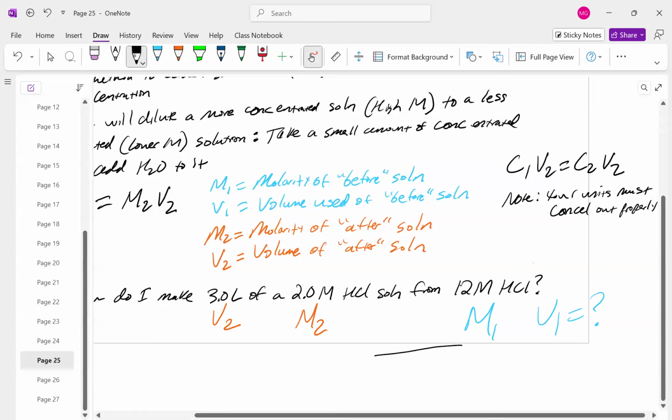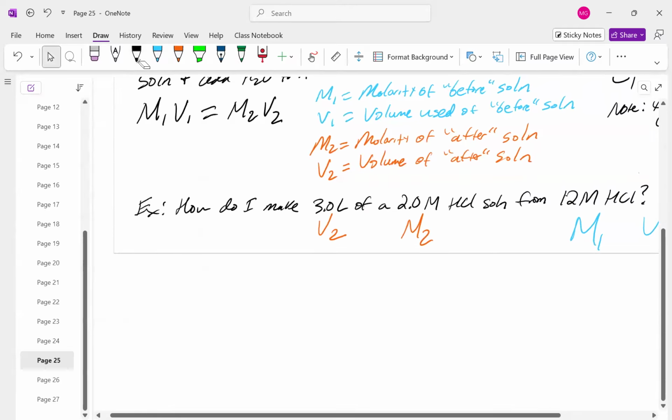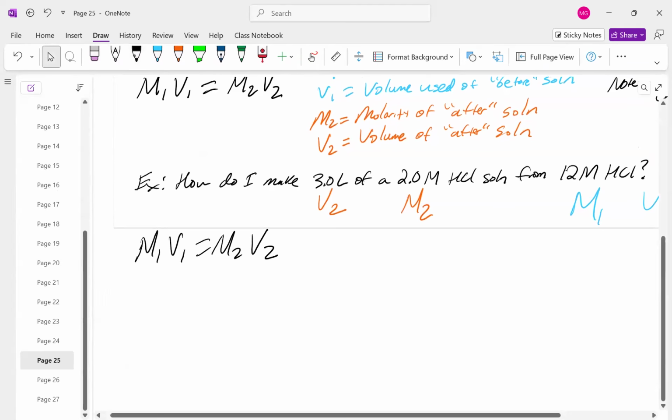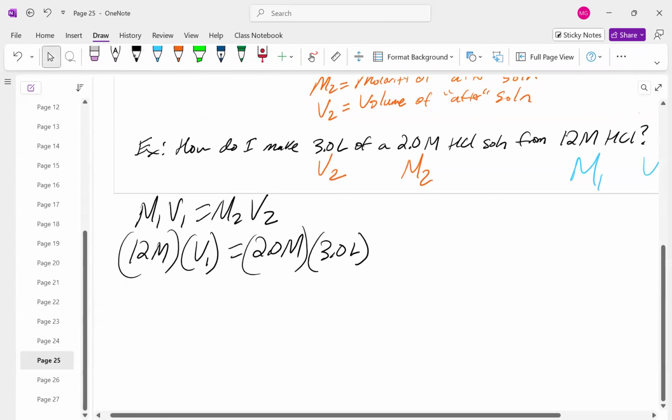All right, so let's take everything and plug it into our dilution formula. So I'm starting with M1 V1 equals M2 V2. M1 is 12 molar. I'm going to solve for V1. M2 is 2 molar. And V2 is 3 liters. So I'm going to solve for V1.